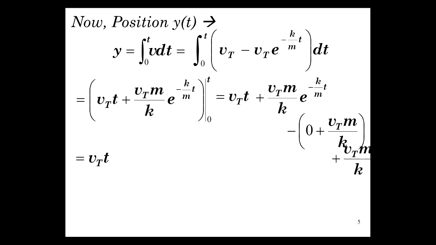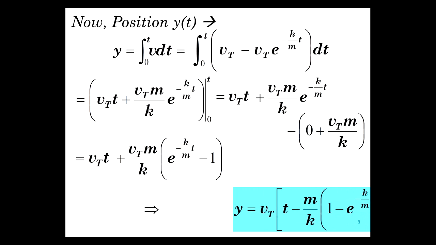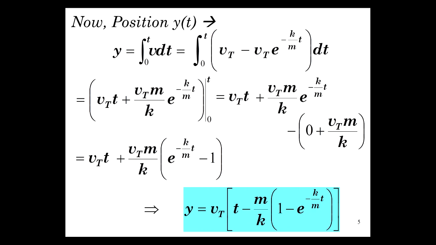So v_t times t plus the v_t m over k factors out, so we have 1 minus e^(-(k/m)t). And finally, our coveted result, there it is. y is equal to v_t times the quantity t minus that expression, which includes the exponentials with t in it. So notice it's got a fairly non-trivial dependence on time. Namely, the position is a little bit complicated. It's a wonderful, beautiful expression of physics.